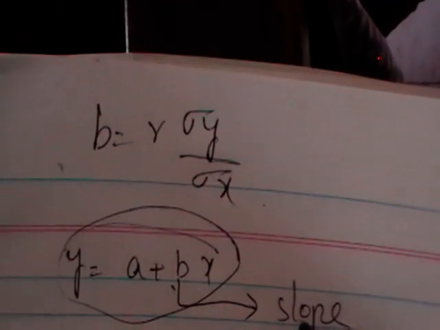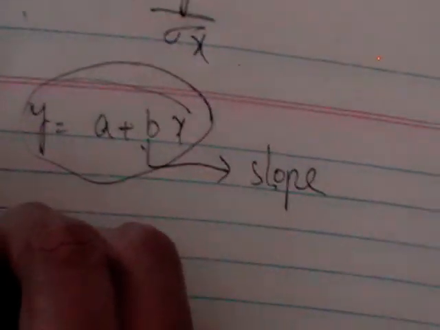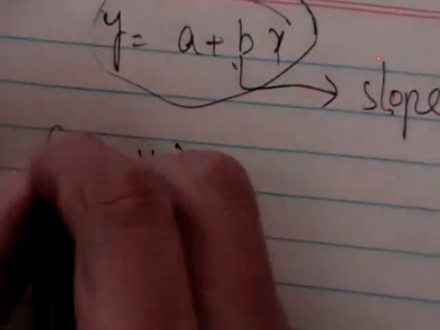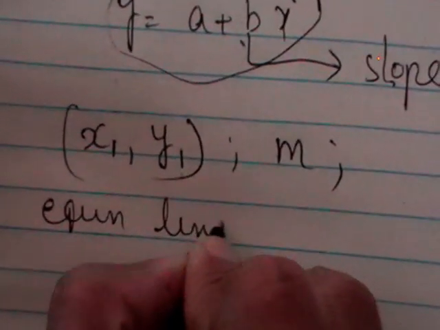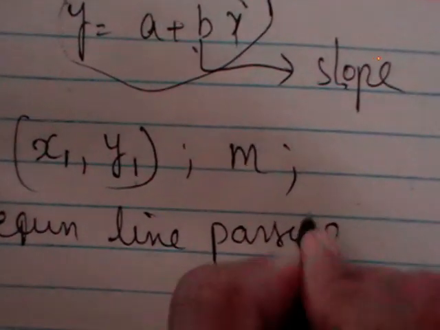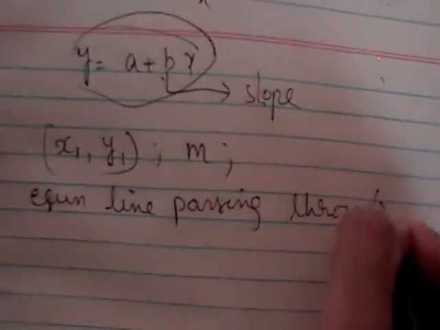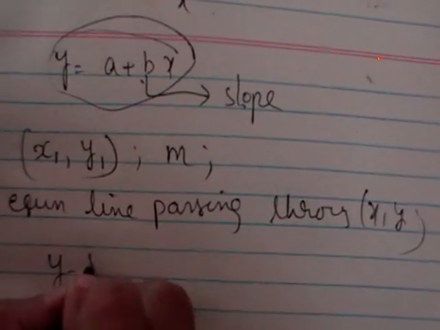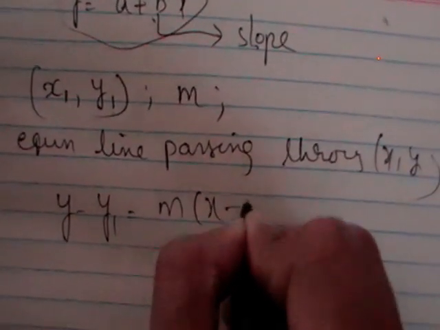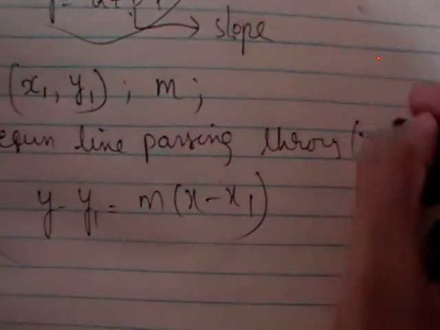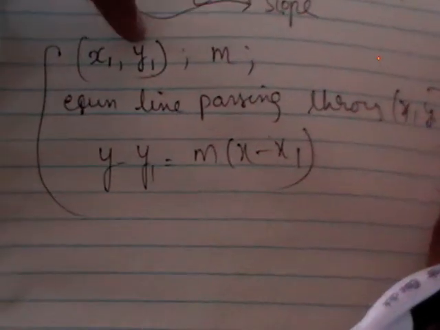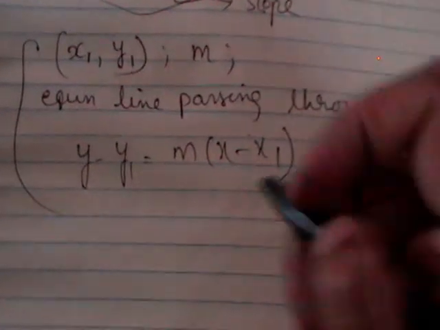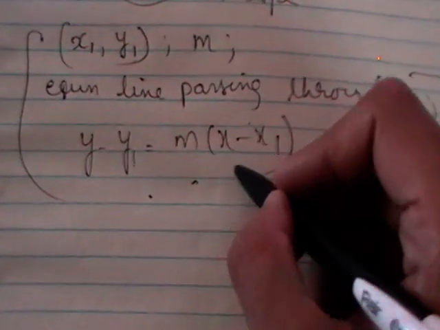So if you have a point x1 y1 and a slope m, the equation of the line passing through the point x1 y1 is nothing but y minus y1 is equal to m into x minus x1. This is what you have in your coordinate geometry: given the slope and a point x1 y1, the equation of the line will be y minus y1 is equal to m into x minus x1.